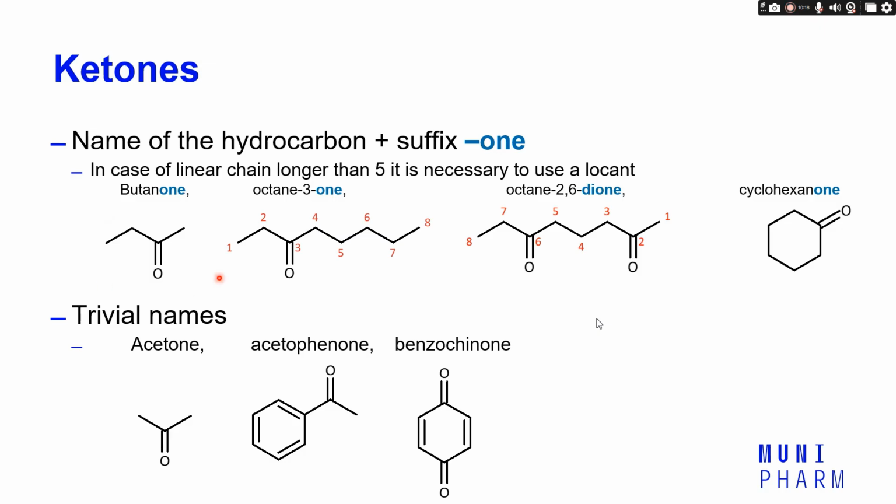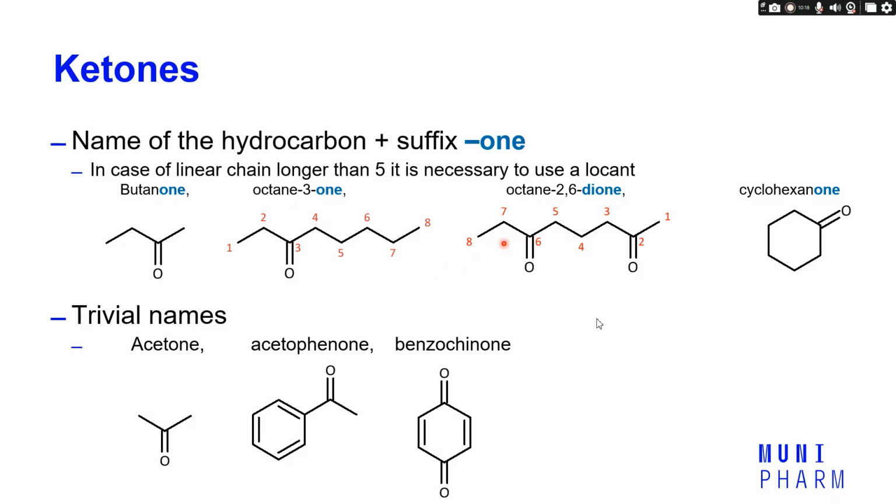This is a four-membered chain, and the name is butanone because this carbon has number 2. If this group will be on this carbon, again it will be 2. The different situation is in the second example. There is the chain of 8 carbons. We have to number it using the rule of lowest possible locant. It means that this carbon is number 3 and the name is octan-3-one.